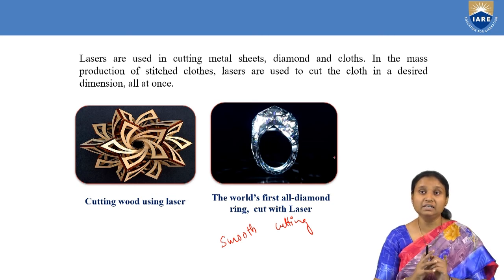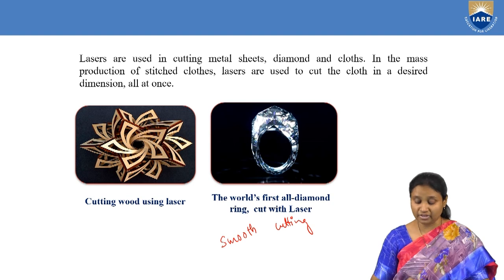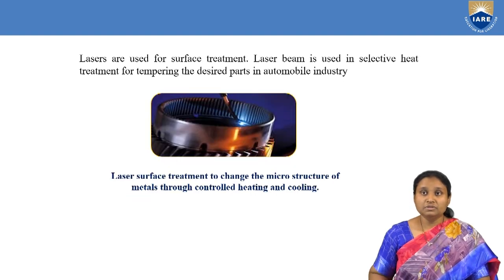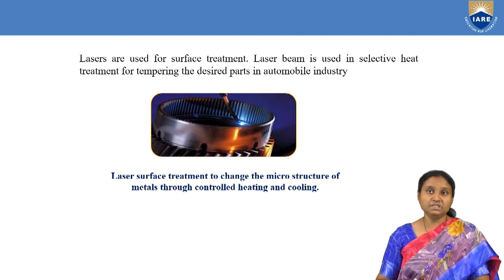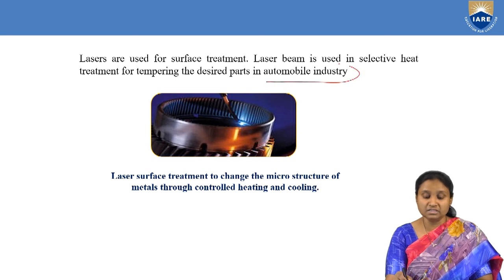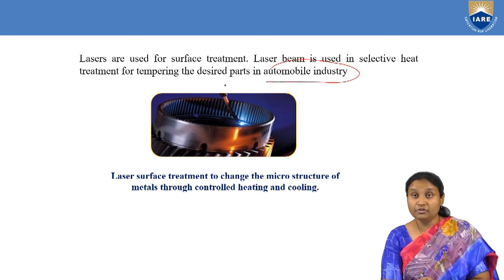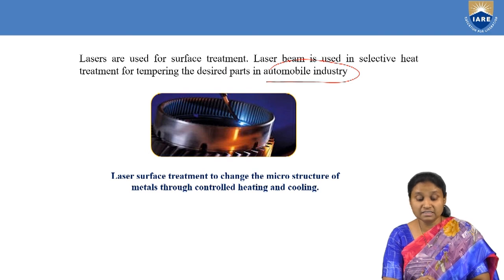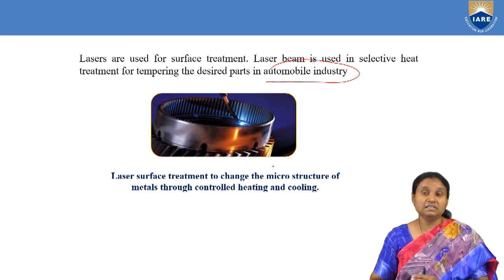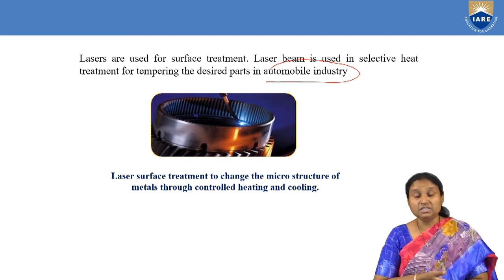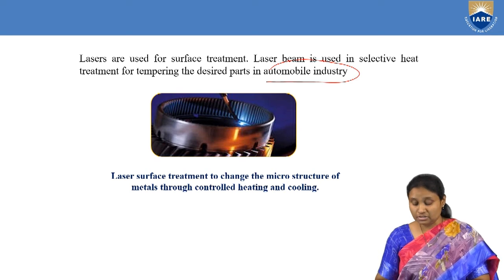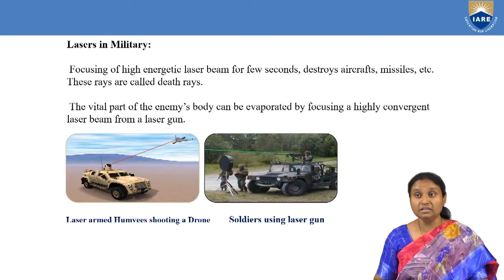And as you can make out, we can even cut diamonds using laser light. So that much intense will be the laser. Its power will be very, very high. And also you can see mechanical engineers using this laser beam in automobile industries. What they'll do, they'll go for tempering of desired parts. So here you can see large surface treatment to change the microstructure of metals to control heating and cooling. So using this laser surface treatment, even the microstructure of metals can be changed through controlled heating and cooling. So they have their application even in the automobile industry.